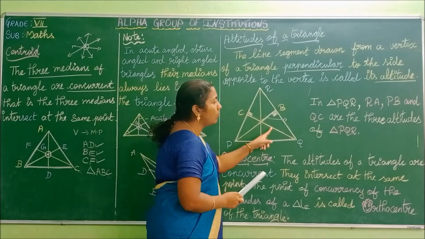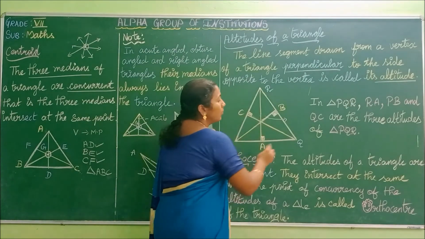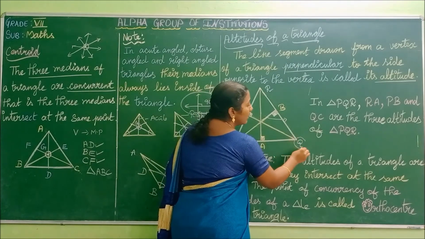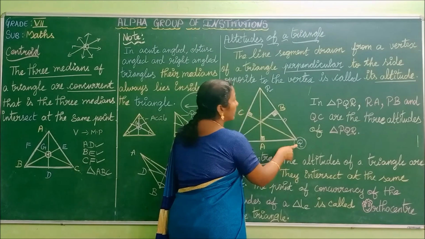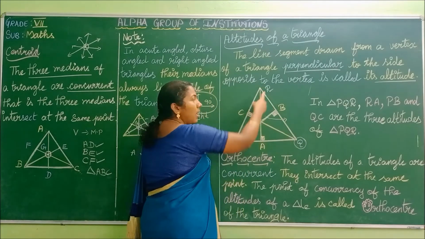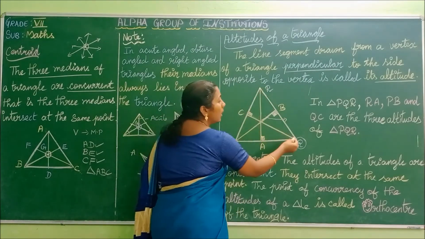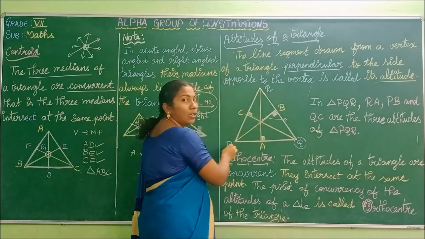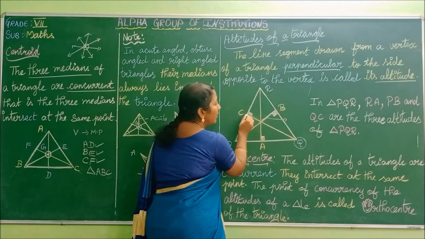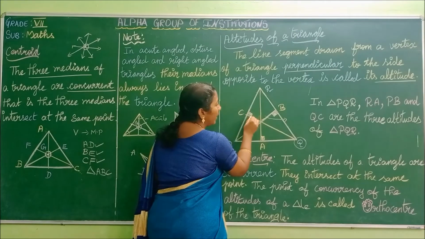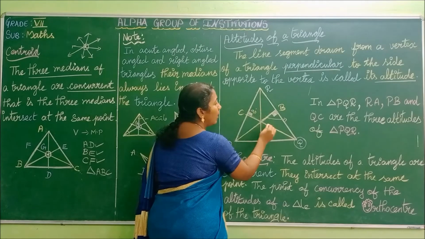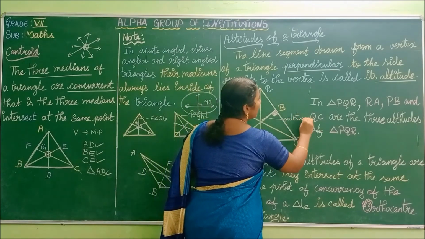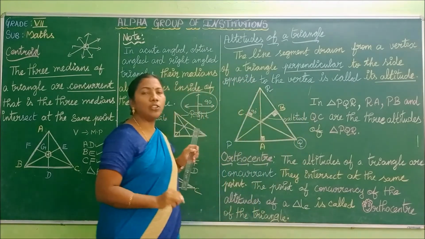Similarly, we are going to draw one more altitude. Okay. So which is another vertex? Q is another vertex. So which side is opposite to this vertex? RP or PR. Now we are going to draw a perpendicular line from Q to this side PR. So that the angle between this line and this side should be 90 degrees. Then only we can call this line an altitude. Altitude means perpendicular height.